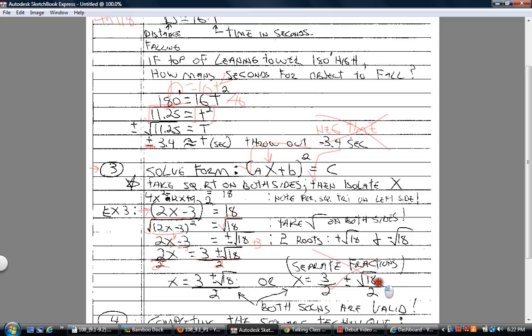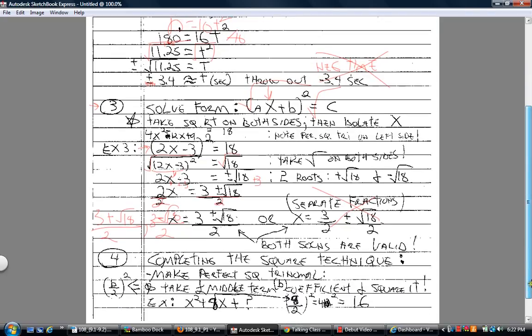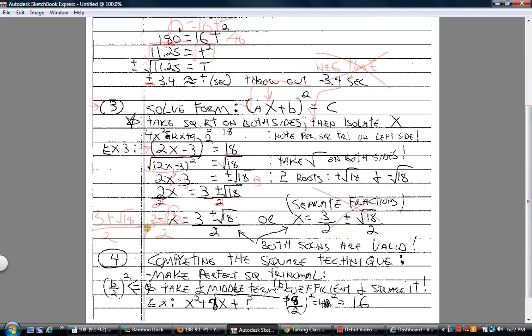I said these were equivalent, but stay away from them because MyMathLab doesn't like it. I like writing plus or minus, but you need to write 3 plus the square root of 18 divided by 2, comma, 3 minus the square root of 18 divided by 2. You see how you have to have 2 solutions there? I wish MyMathLab would accept plus or minus. It'd make life easier. Just be patient when you put in your 2 separate answers with the comma. This is not ordered pairs from graphing.